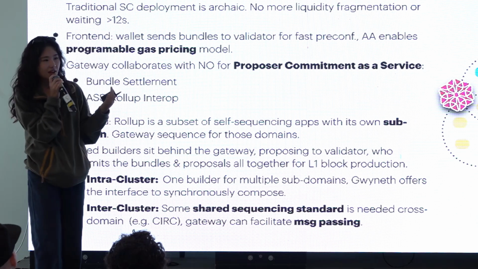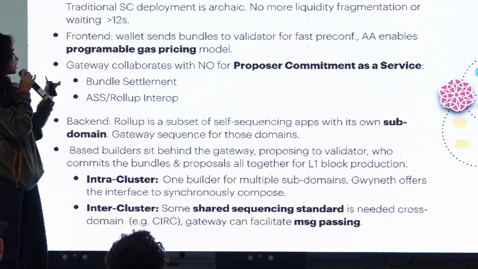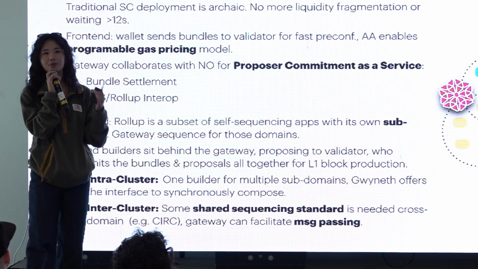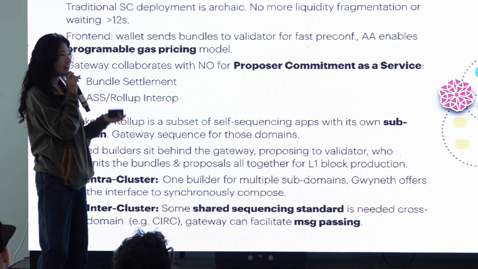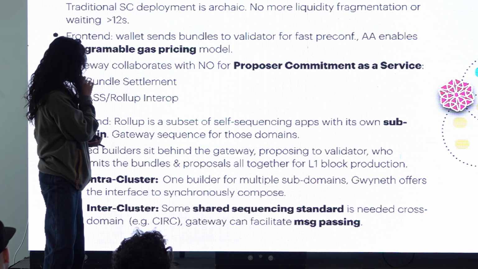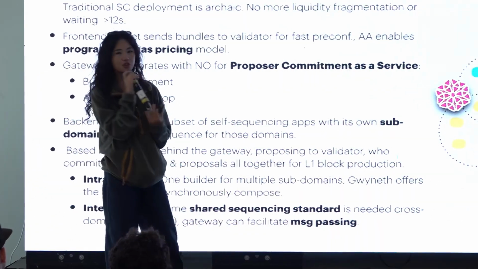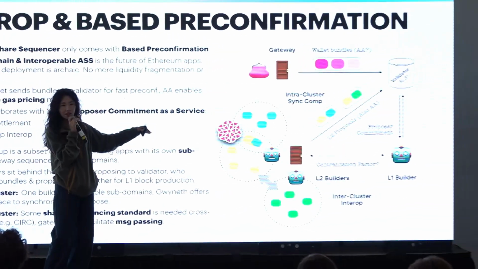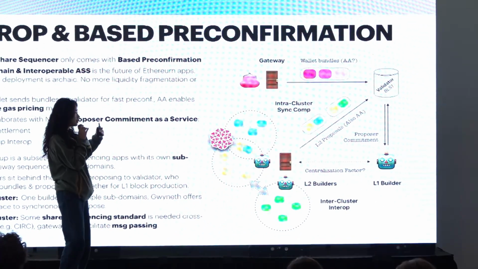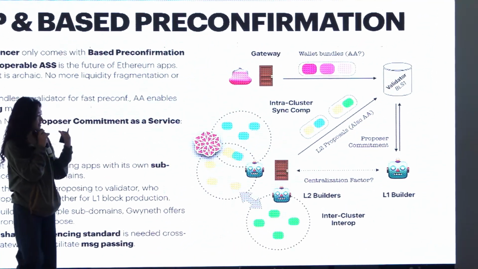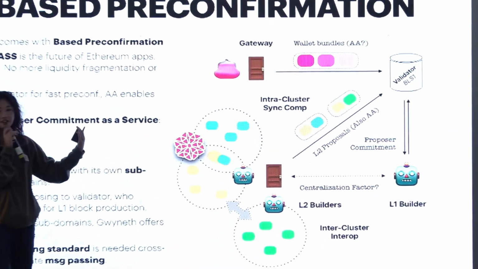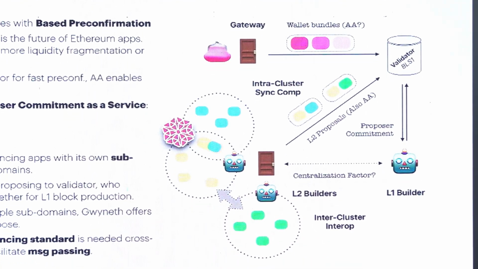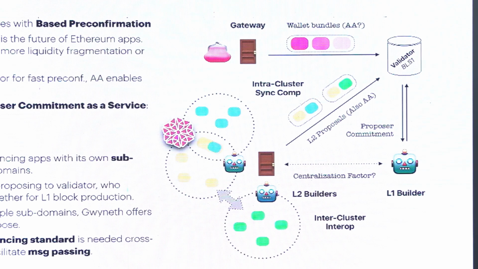And on the back end, I think, in fact, a rollup is a subset of self-sequencing applications with its own subdomain, right? If application-specific sequencing sequences for apps that live in the L1 address space, then a rollup is, in fact, a subdomain with its own address space, right? And currently, how Taiko, which is the first based rollup that is live on mainnet, works is that the builder is sitting behind a gateway, and we submit a proposal to the validator, which issues a preconfirmation. And with based preconfirmation, we have multiple builders sitting behind the gateway so that we can easily implement interop with this, right? So with intra-cluster communication, we basically have one builder sequencing for multiple domains.